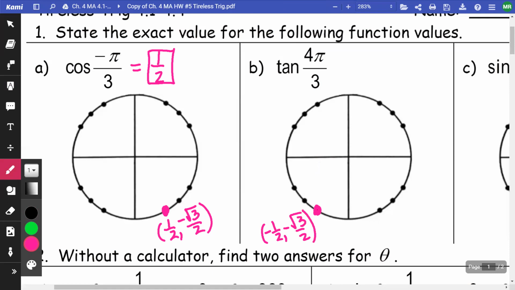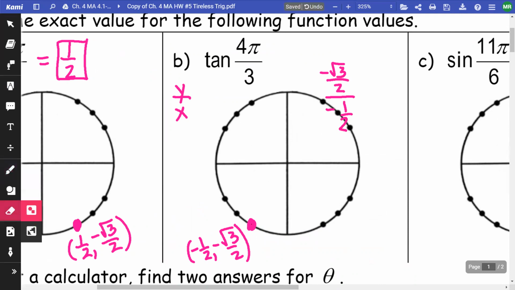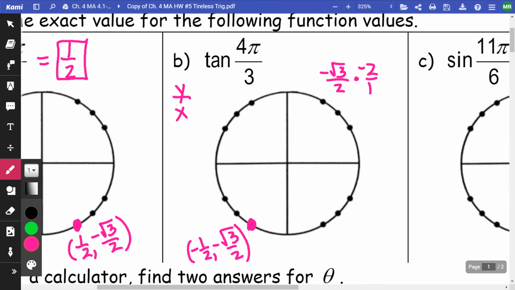I want the tangent, and tangent is your y coordinate over your x coordinate. So we're going to have a negative root 3/2 divided by a negative 1/2. Now, when I'm dividing by a fraction, I can really multiply by the reciprocal. So I can think of it as multiplying by a negative 2/1. And when I do that, I'm going to end up with a positive root 3.